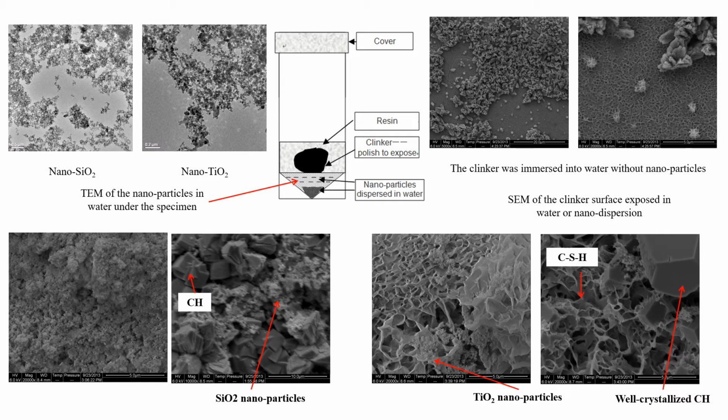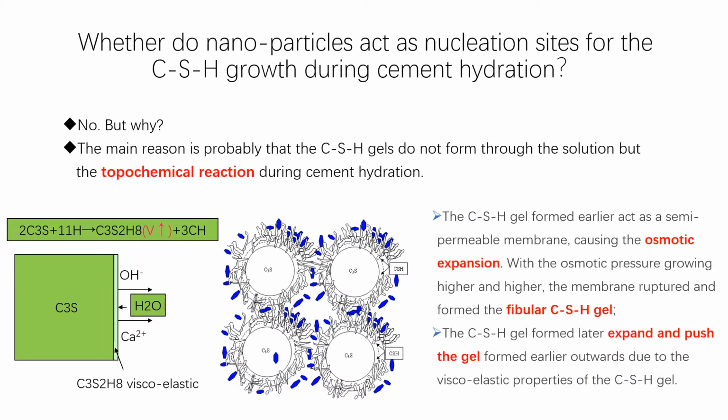And this is the third experiment, the nano-dispersion under the clinker. We found that in the nano-dispersion, no CSH gels can be observed, and on the top of the clinkers, we can find the nanoparticles here, and no CSH gels formed around the nanoparticles. So, do nanoparticles act as nucleation sites for the CSH growth during cement hydration? Our answer is no, but why? The main reason is probably that the CSH gels do not form through the solution, but through the topochemical reaction during cement hydration.